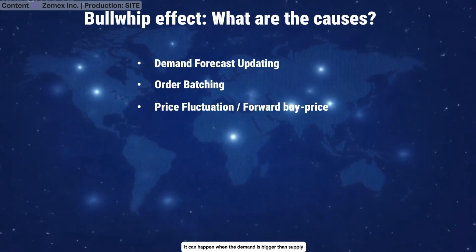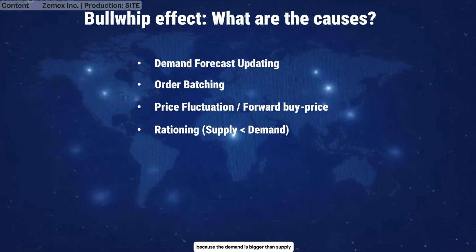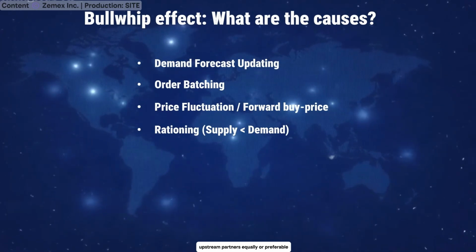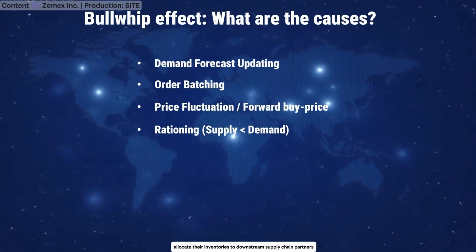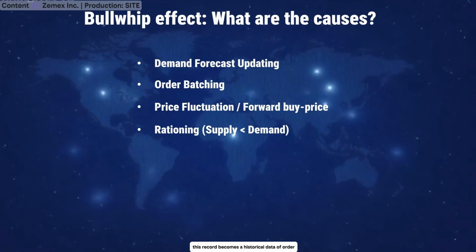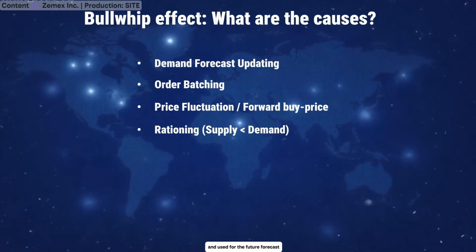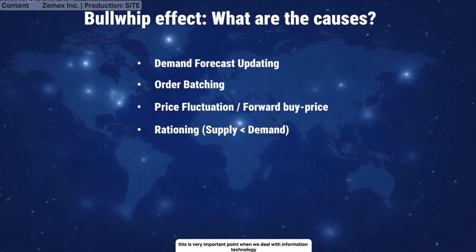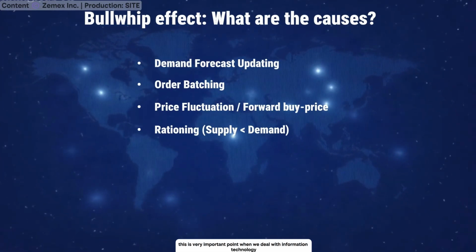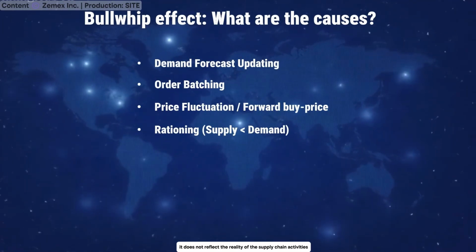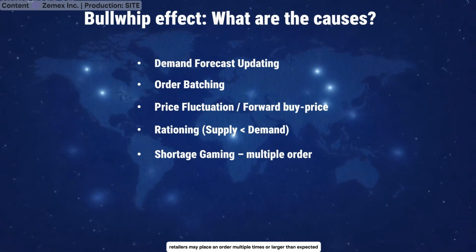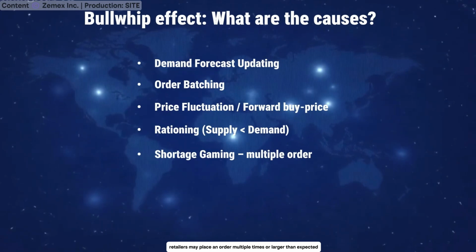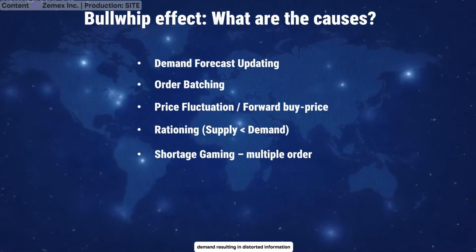It can happen when the demand is bigger than supply. Because the demand is bigger than supply, upstream partners equally or preferably allocate their inventories to downstream supply chain partners. This record becomes historical data of orders from the downstream partners and is used for the future forecast. This is a very important point when we deal with information technology. Although there is raw data, sometimes it does not reflect the reality of the supply chain activities. Lastly, when there is a shortage of supply, retailers may place an order multiple times or larger than the expected demand, resulting in distorted information.